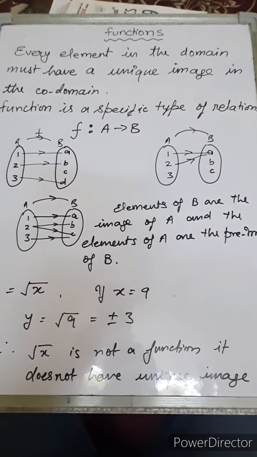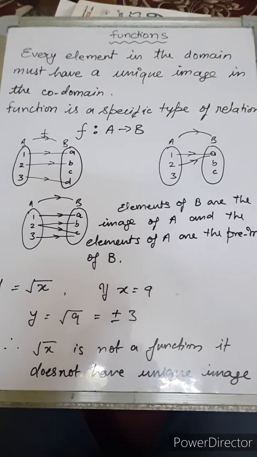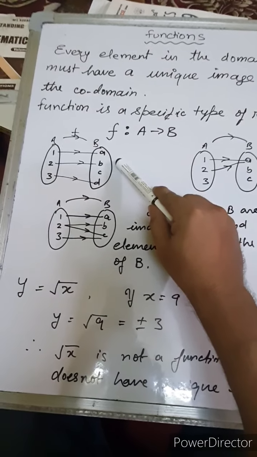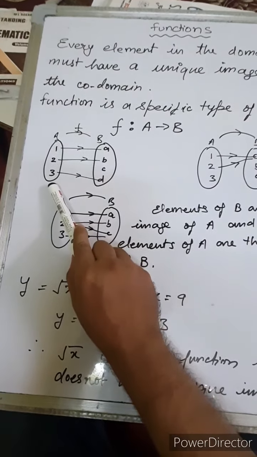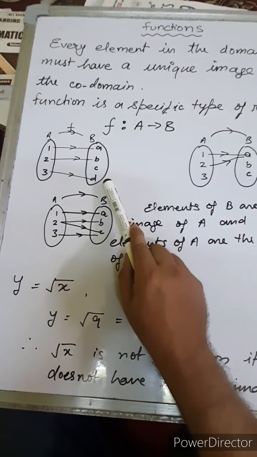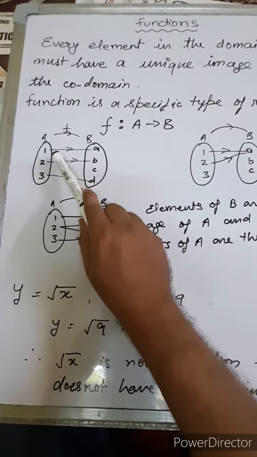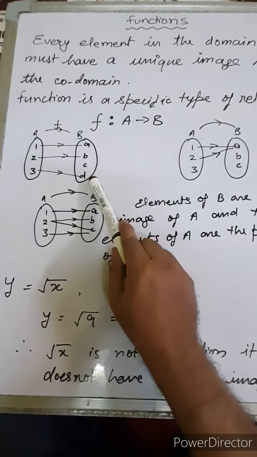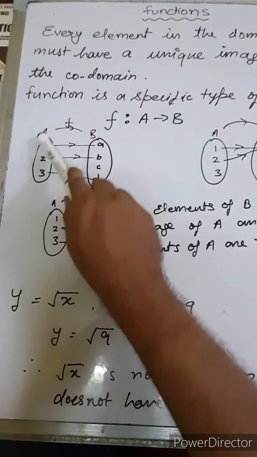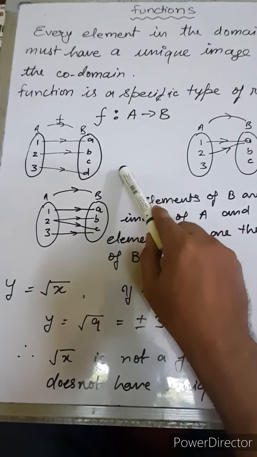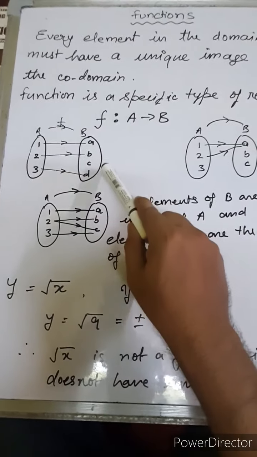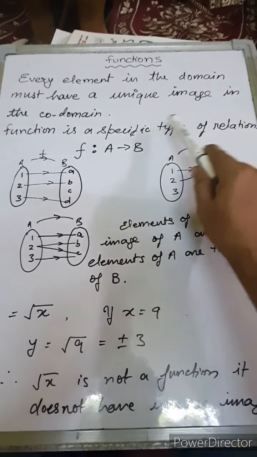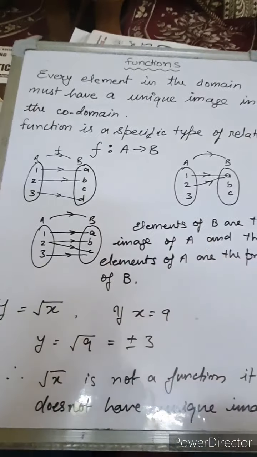Now we discuss a few examples in which we study whether the relation is a function or not. Let's see the first one. This is an arrow diagram in which the first circle has the elements of A, and the second circle has the elements of B, right? Now you can see that the image of 1 is A, the image of 2 is B, and the image of 3 is D. So every element in the domain has a defined, unique image in the codomain. From the definition, every element in the domain must have a unique image in the codomain, so this is a function.